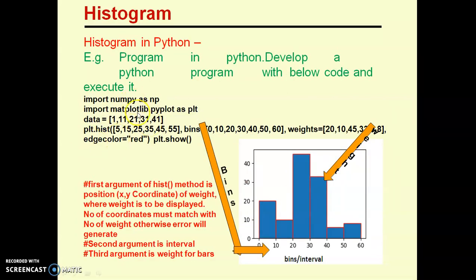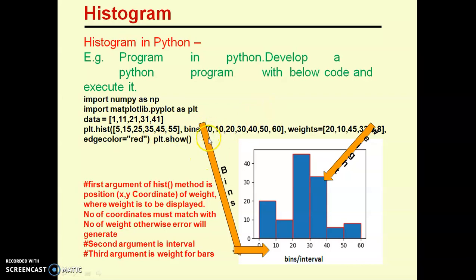Now I have taken a data set 1, 11, 21, 31, 41, whatever I take. Now the important thing is the function which we use to plot a histogram is plt.hist. Remember students, plt.hist. Now here I have again defined the data. If I want, I don't need to define the data, I will give this data only.